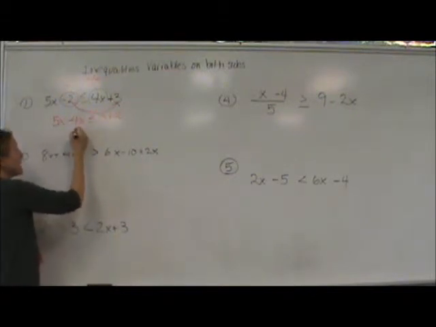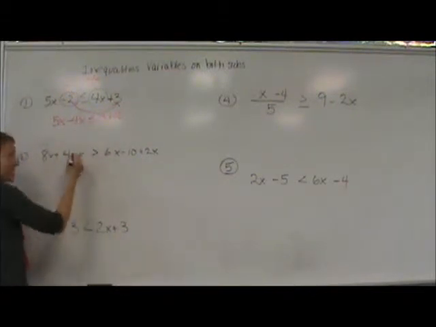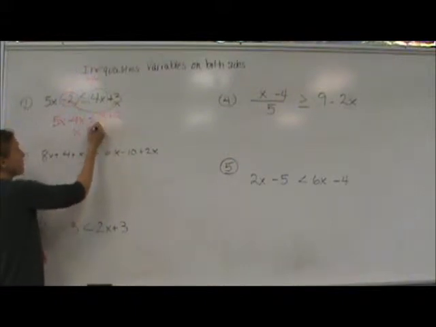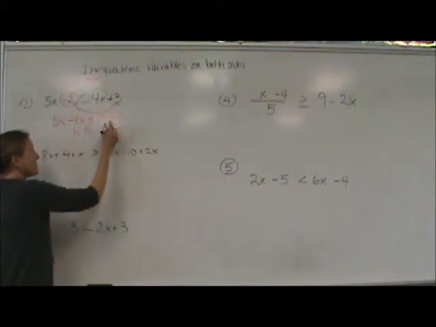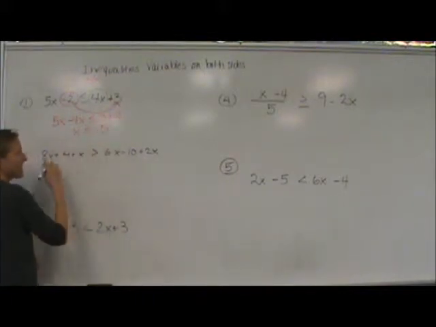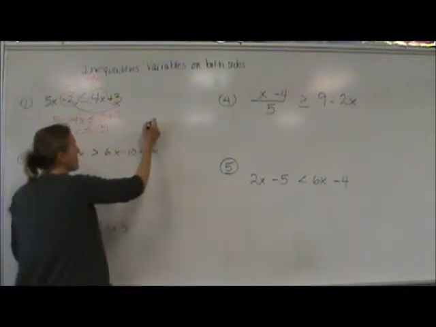5 minus 4 becomes 1, or I can just say x. Bring down my inequality sign, a less than or equal to sign. 3 plus 2 is 5. I have my answer. I don't have to go any further.